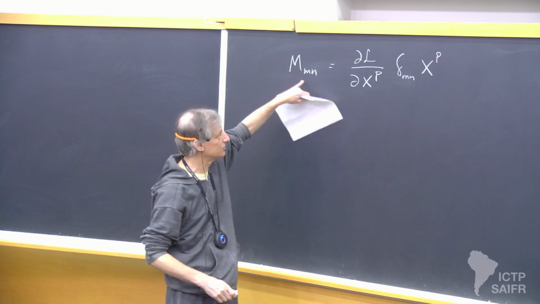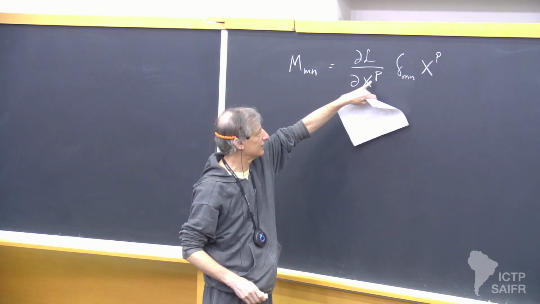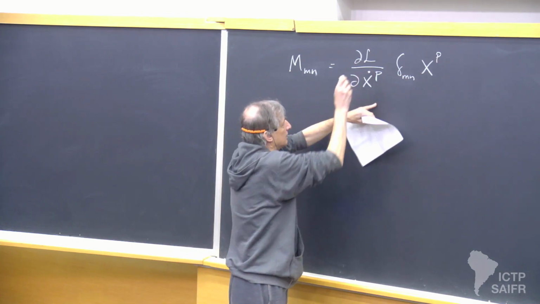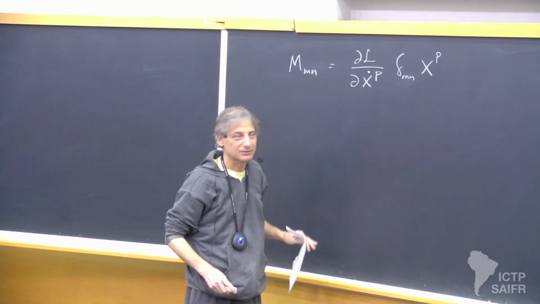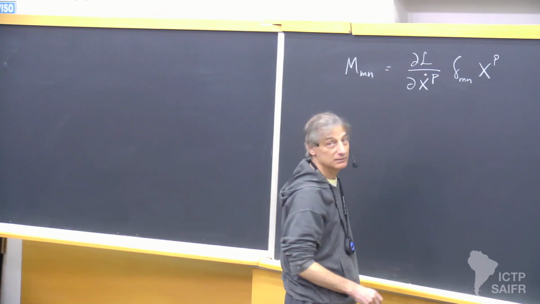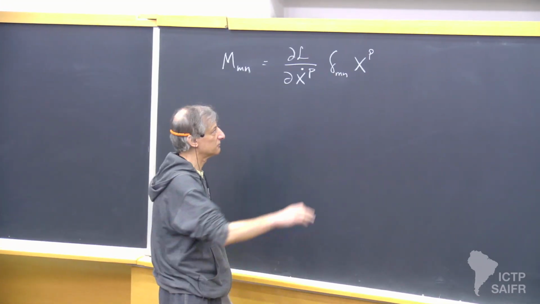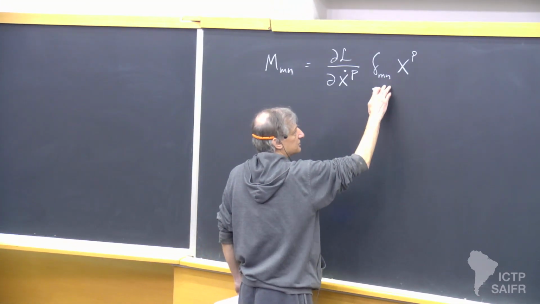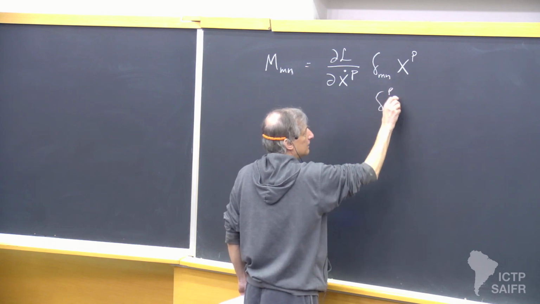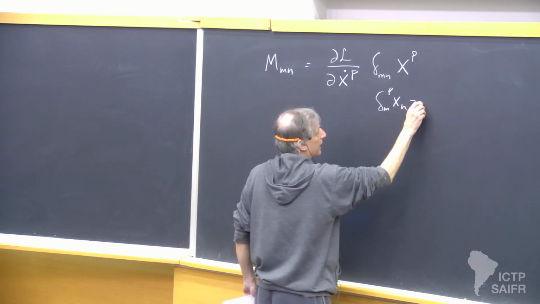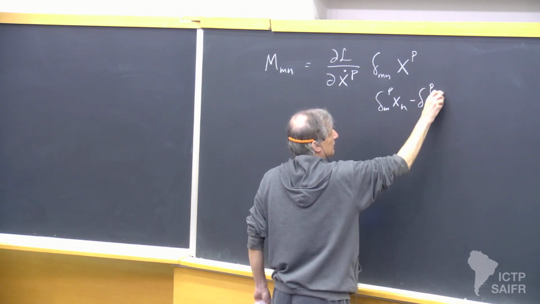I wrote down something stupid. I wrote down something like delta L, delta X dot M with N. So that was just wrong. Okay. So, for example, under a Lorentz transformation, this is going to be something like delta MP XN minus delta NP XM.